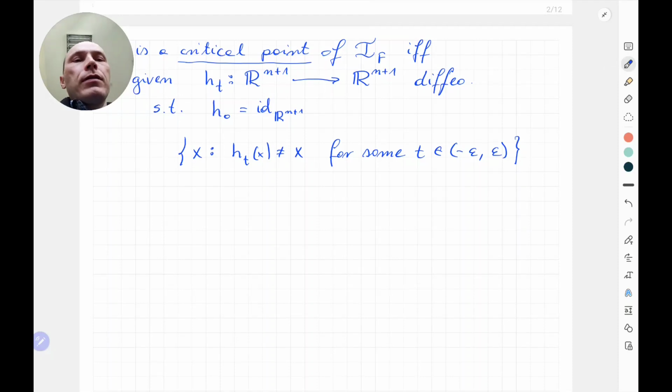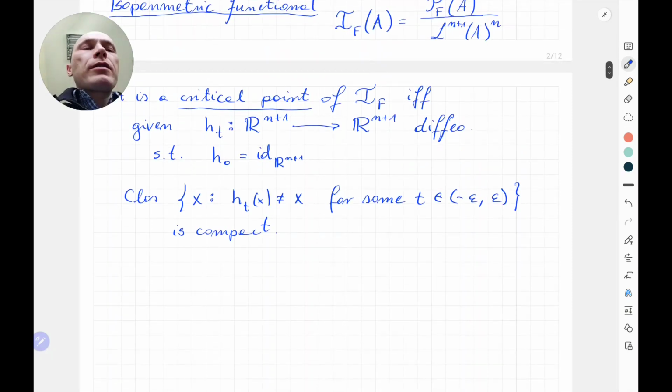is a closure of this set. It's compact. So we are only considering those smooth one-parameter families of diffeomorphisms which start from the identity and move points only in some fixed compact set. So they are local. They don't move everything.